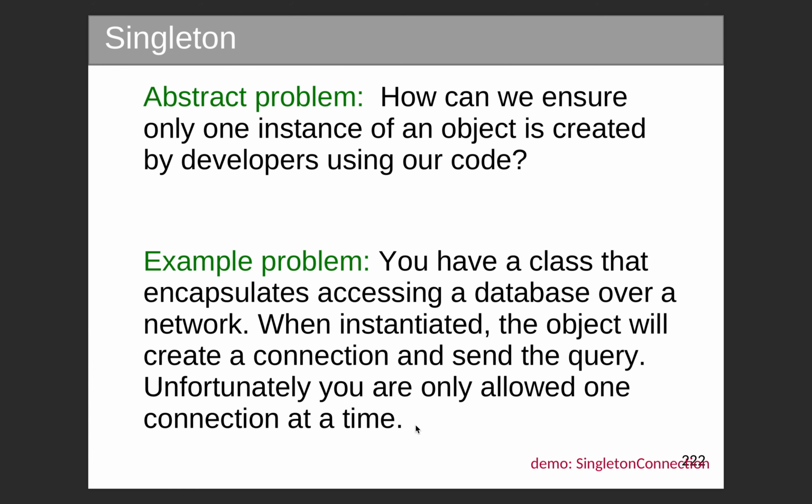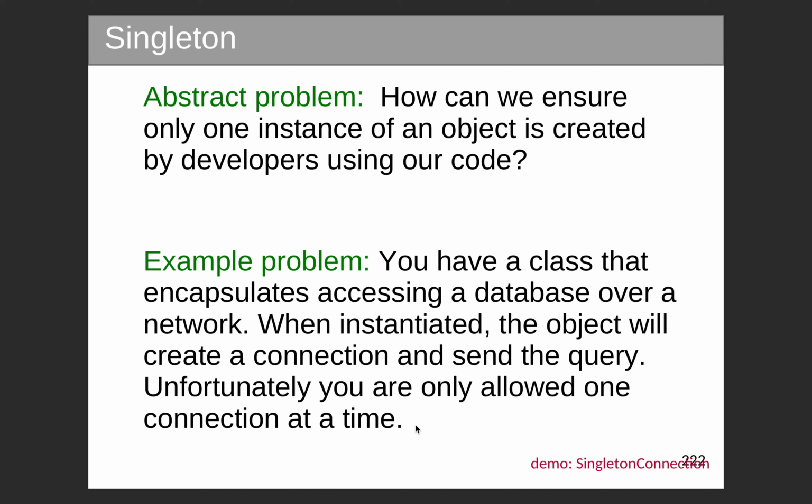Okay, so we're going to look at another pattern now. This is the singleton pattern. So the problem here is how can we ensure that only one instance of an object is created by developers using our code? If, for example, we talked about try with resources, right, where you acquire some resources from the operating system and you need to make sure you give them back.